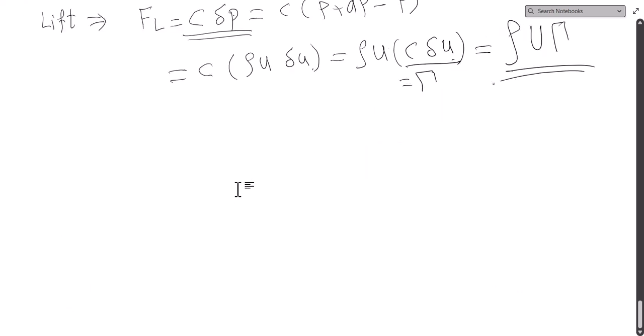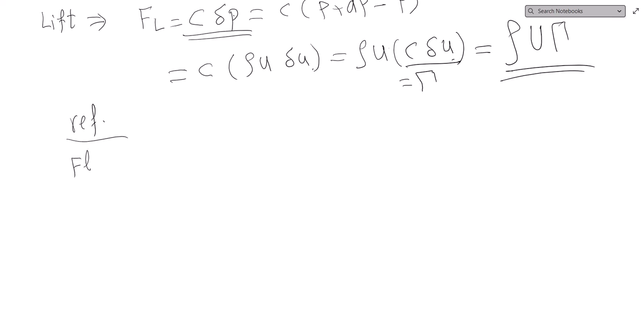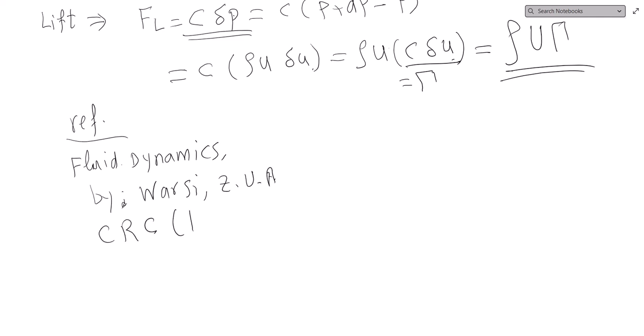For reference, just to finish this, at least one of the references you can use is Fluid Dynamics by Varsi, CRC publication 1993 or a newer version.